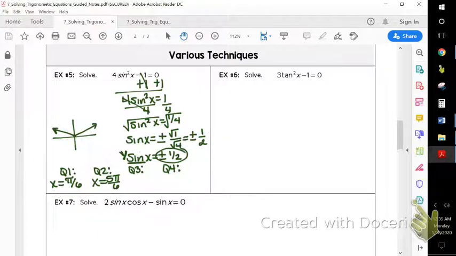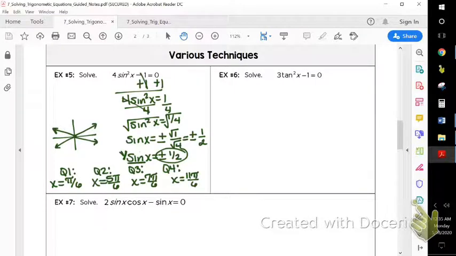In quadrant 3, we said sine was negative. So where is my y value a negative 1/2? And that would be at 7 pi over 6. And in quadrant 4, we said sine was negative. So where is the y value a negative 1/2? And that's going to be at 11 pi over 6.